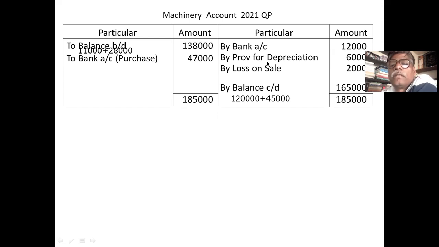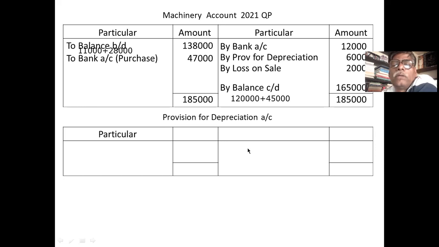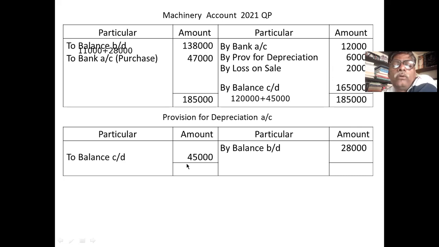And this 6,000 provision for depreciation goes to the provision for depreciation account. You prepare the provision for depreciation account. In the provision for depreciation account, by balance brought down 28,000, to balance carried down 45,000. If you ask why I added it above, it is because the adjustment was given, so I added it; otherwise you would subtract it and take the original balance. Here this is the balance, and you take this 6,000 here to the machinery account. This 6,000 also comes in this account.